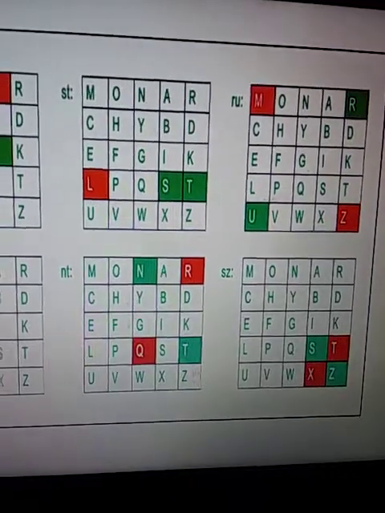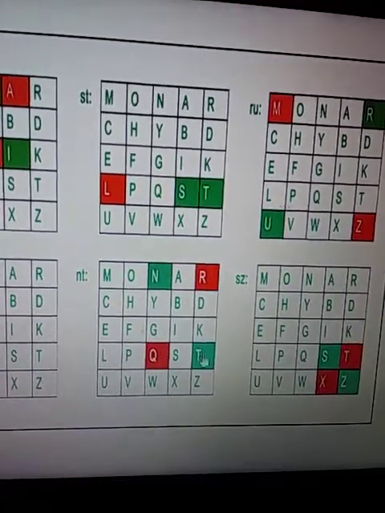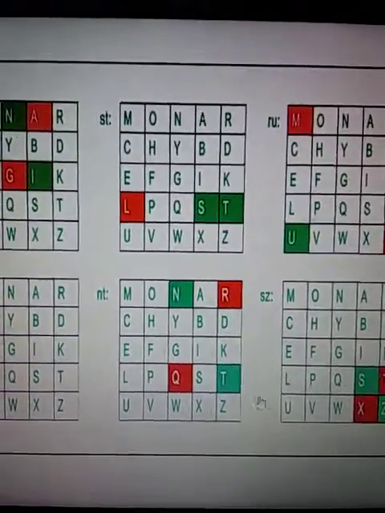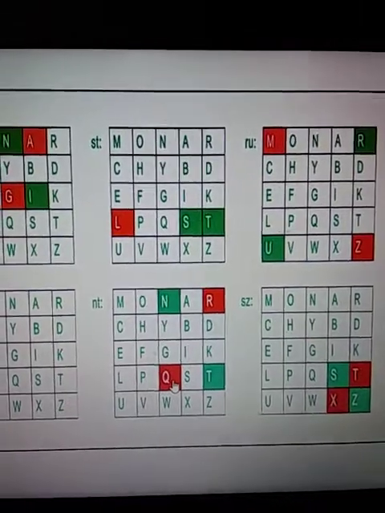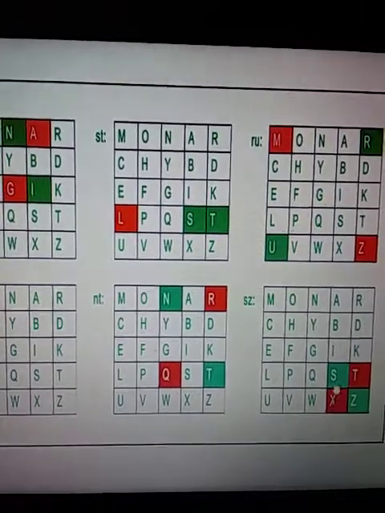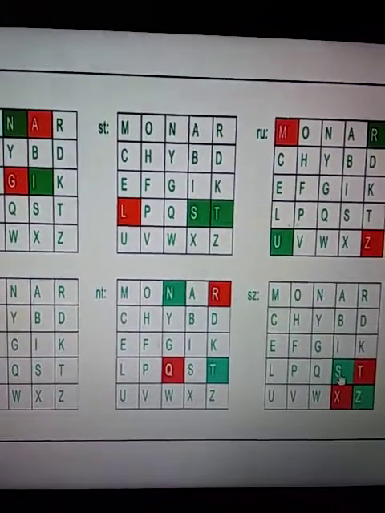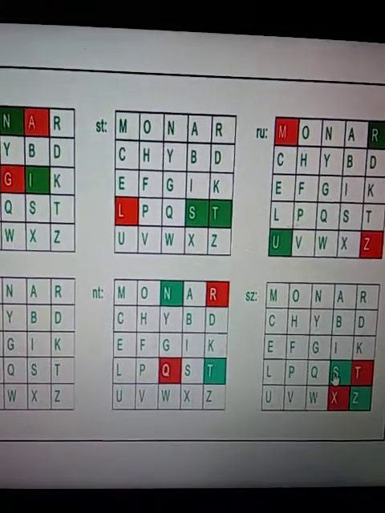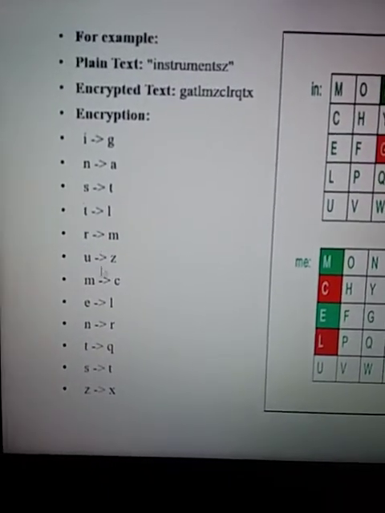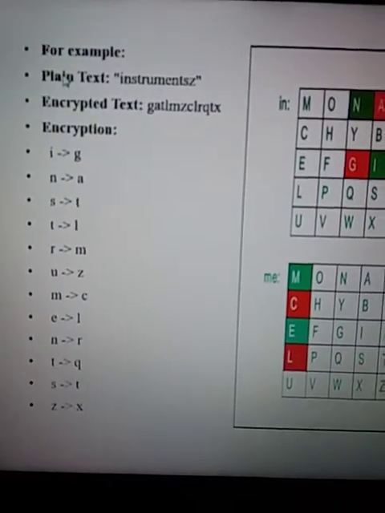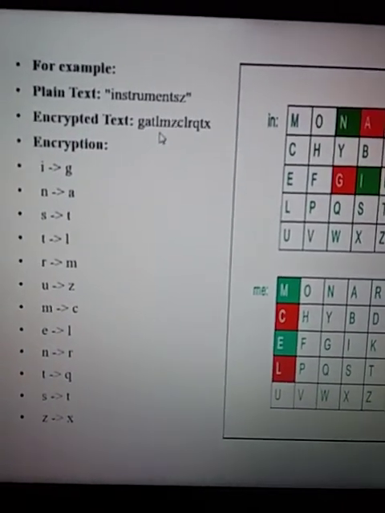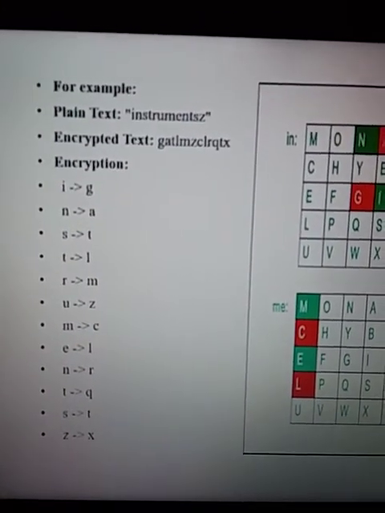Similarly, for n and t, it forms a rectangle. The rightmost corner value should be substituted for this n, and for this t, the leftmost position letter should be substituted. And similarly, this last one is "sz". Here we form a square, and the right corner, instead of s, t is to be substituted, and for z, x is to be substituted. So the encrypted text is this for the original text. The given plain text is instrument. For that, the encrypted text is this. This is the working of the Playfair method.